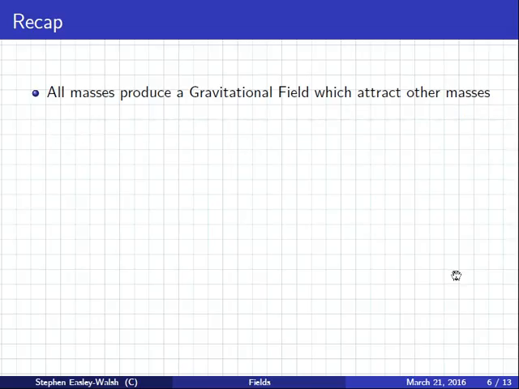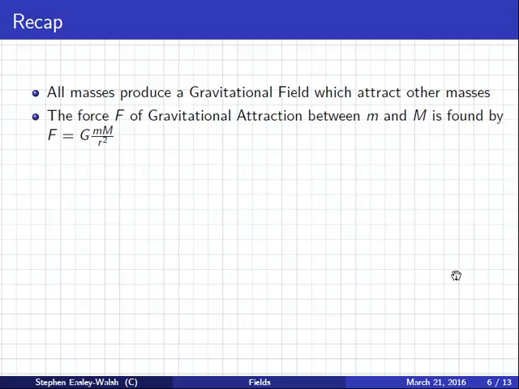Right. So, just to recap what we have said so far, all masses produce a gravitational field which attracts other masses. The force is found by this Newton's law we have. Fields always point towards the centre of the mass. What if the field pointed away from the mass? What would that mean?